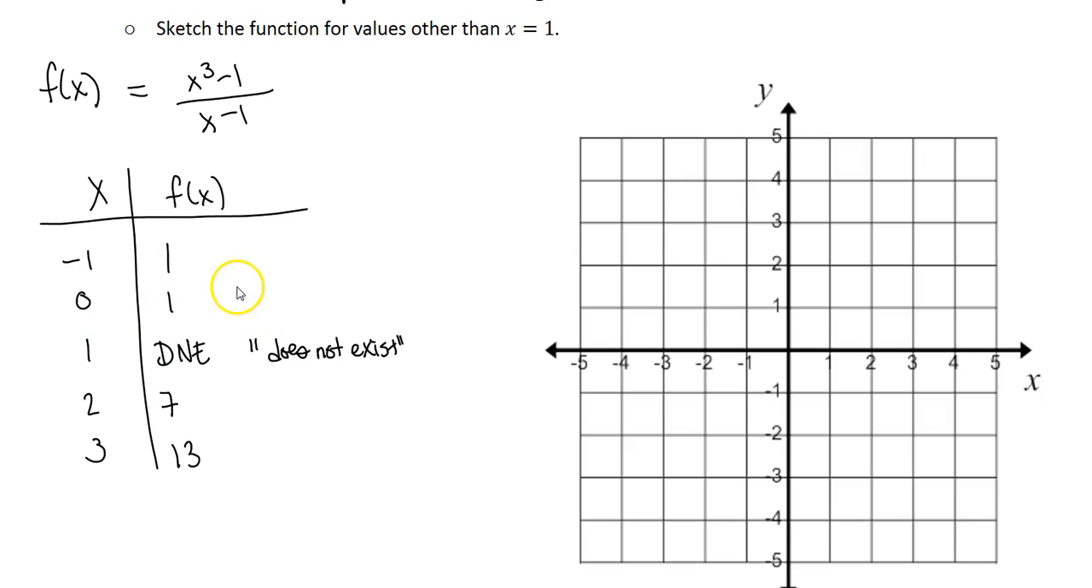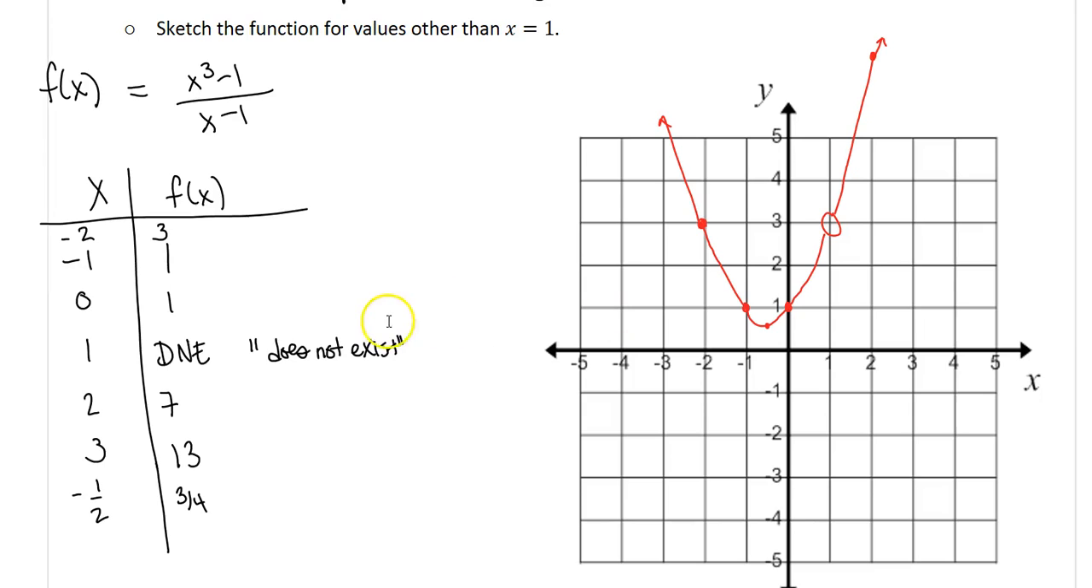If you see me write that D and E, that's what that means. For 2, we'll get a 7. And for 3, we'll get a 13. And then we'll put that on our graph. You can see that I added a couple of extra points just to fill in the picture here. But the graph looks something like this.